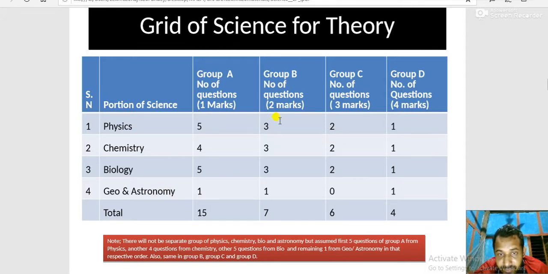And in group B, the first 3 questions are from physics, the second 3 questions from chemistry, the third 3 questions from biology, and the last question from astronomy. Altogether you are getting 7 questions in the same way, and it consists of one question per group. Group D consists of 4 questions, each from one group.